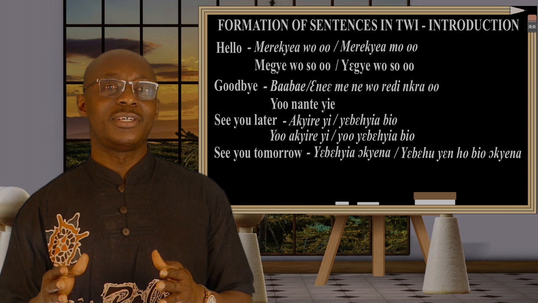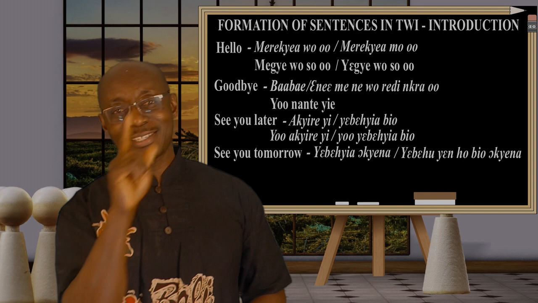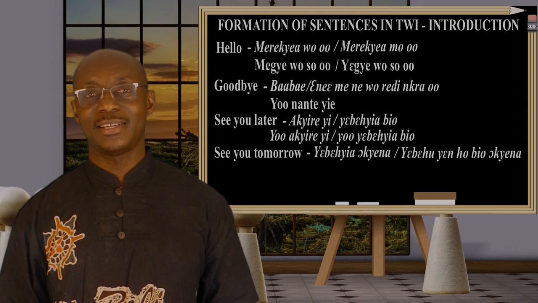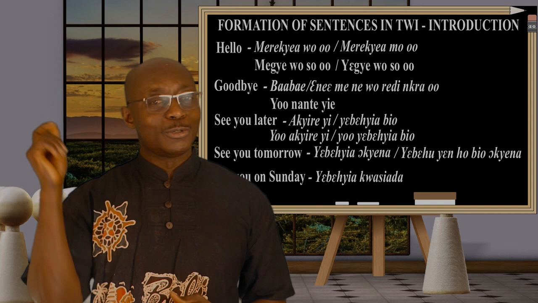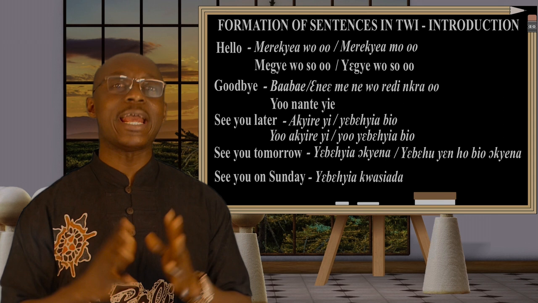Yɛbɛhu yɛnhu bio ɔkyena. We'll see ourselves again tomorrow. However, and this is the final one, at times you want to say, see you on Sunday or see you on Saturday. You want to be specific. So for instance, if you want to say see you on Sunday, then you say yɛbɛhyia kwasiada. Well, if you want to know the days of the week in Twi, I'll put a link in the description. I've made a thorough video on that. So you can refer to that video and learn the days of the week.